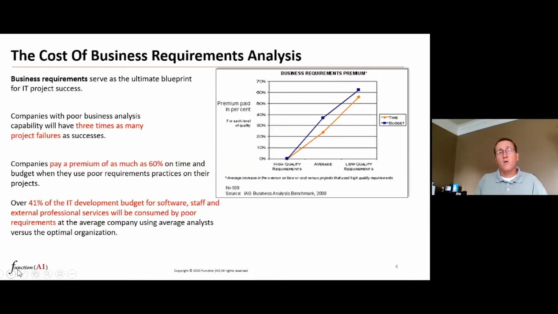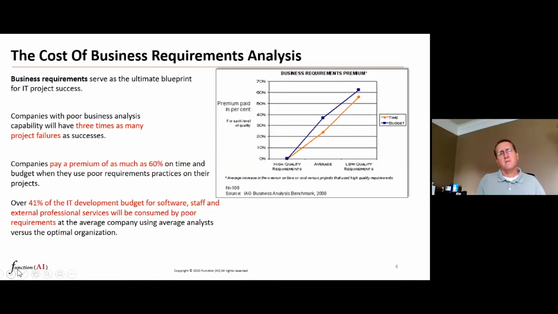The stakeholders involved are lower level than the leadership, the people that determine the strategy of the business, who the main stakeholders are. What we see is companies pay a premium of 60% on the time and the budget of the project itself when they're not leveraging the best practices that we'll just touch on here in the presentation.